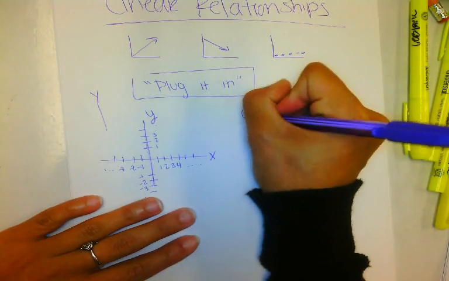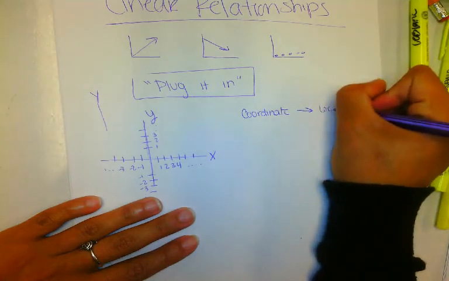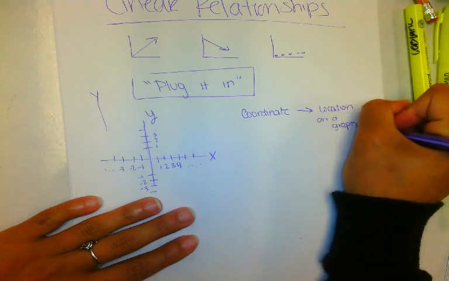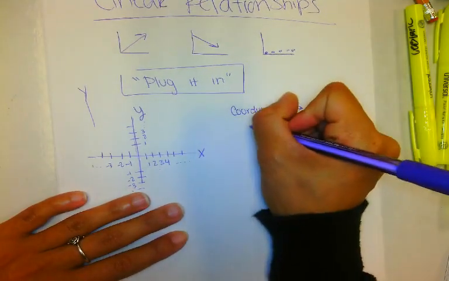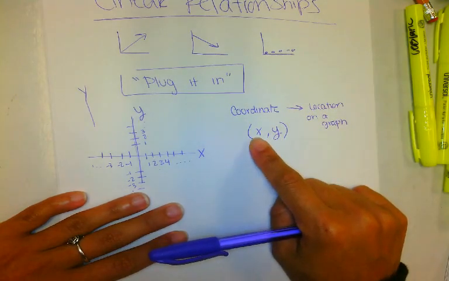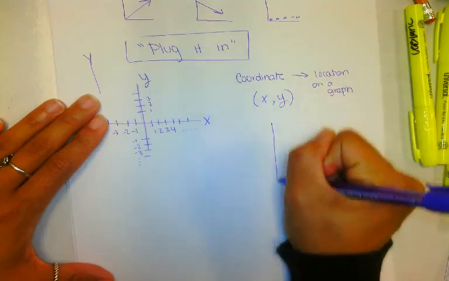Now, when we talk about a coordinate, it is a location on a graph, okay? It's just a location. It's a where on the graph is it located. And the way we write a coordinate is x, comma, y. Your x always comes first. Your y always comes second. All right? So let's say I have a graph.